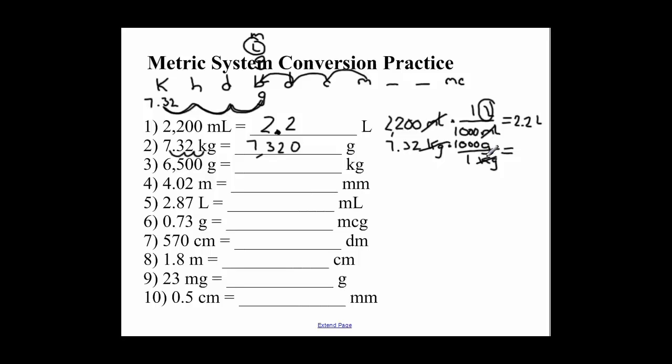The kilograms would divide out. That's why we put it in the denominator over here. And then when you multiply 7.32 times 1,000 grams, you would get exactly what we have in the answer blank.